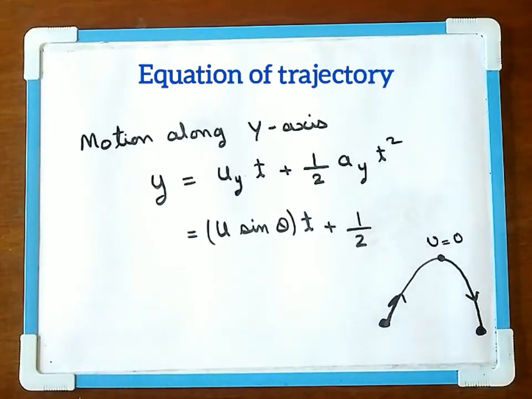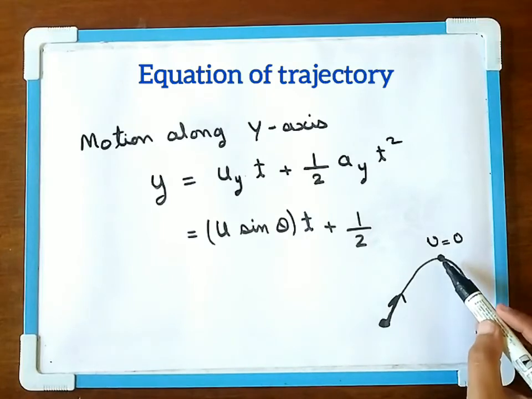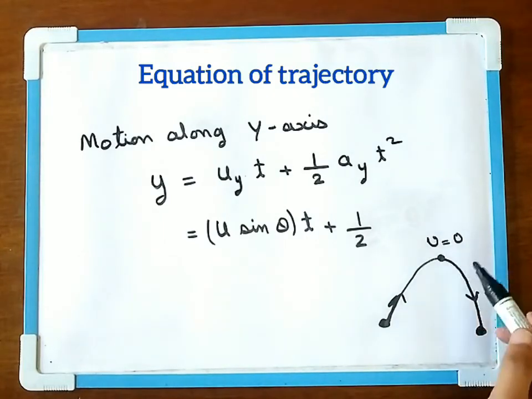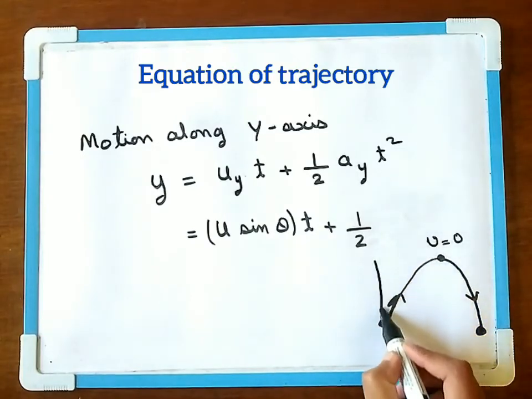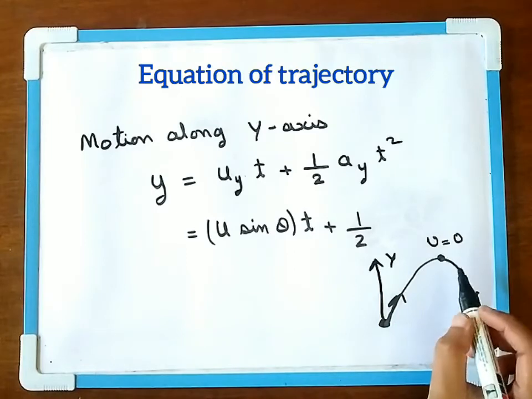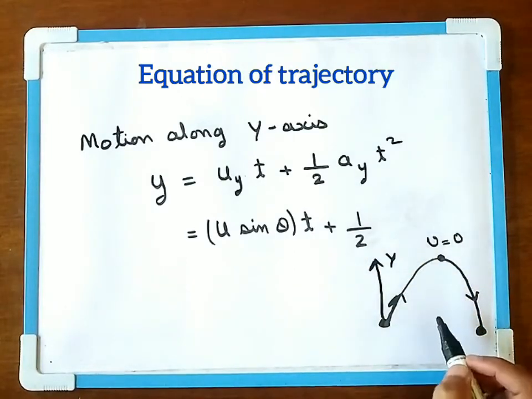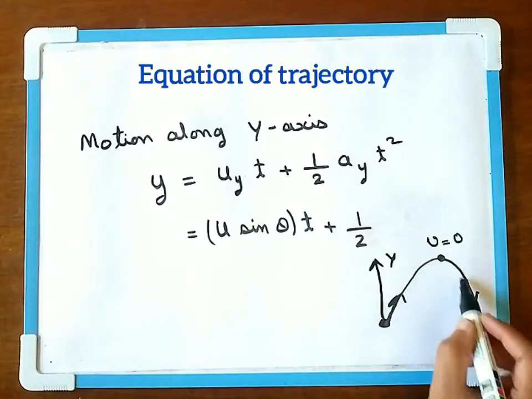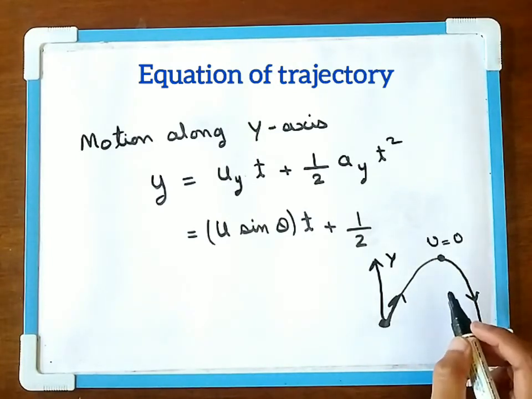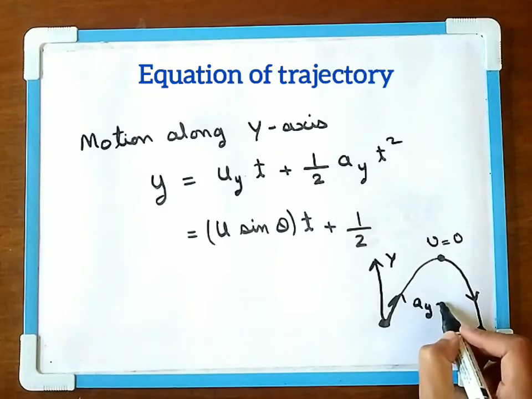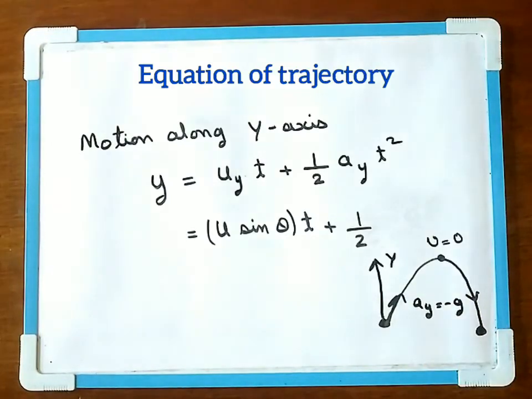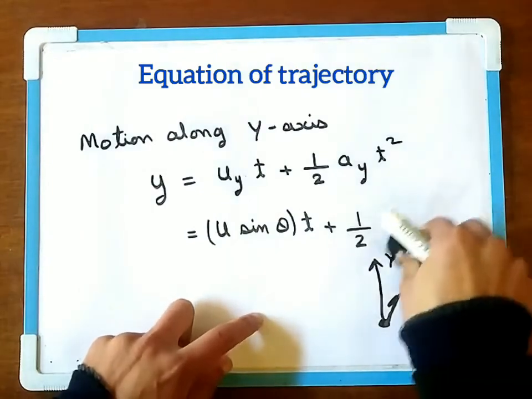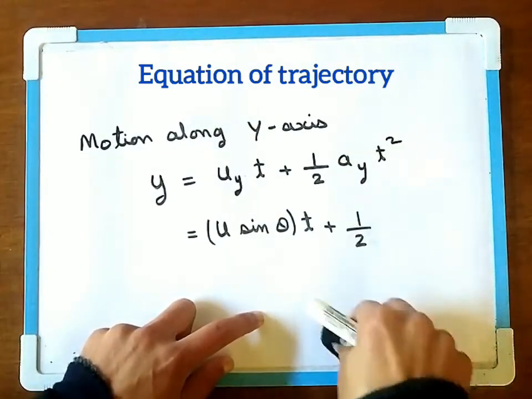So the acceleration, remember, acceleration is the rate of change of velocity. So here the velocity is decreasing in this direction and it's increasing in the opposite direction of the y-axis. So because it is decreasing, we take the acceleration in this direction as minus g, and because it is increasing in the negative direction, again we take that as minus g. So here ay, remember this one, is equal to minus g. g, small g, is acceleration due to gravity. So here your ay will be equal to minus g.